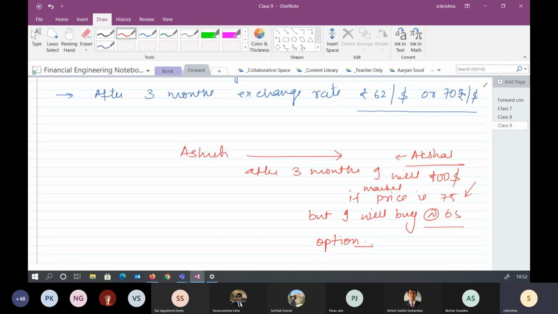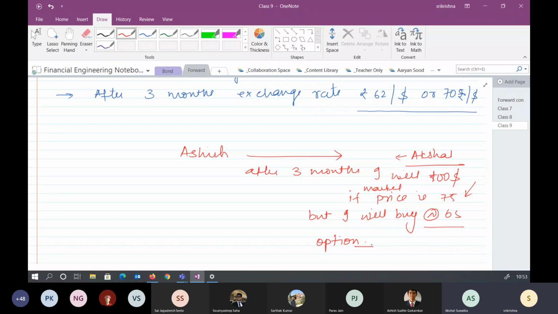So the difference between the forward and the option is that we enter into a contract where, if we want to buy, we will buy, and if we don't want to buy, we will not buy. So the first difference between forward and option is that an option can be exercised but need not be. A forward has to be exercised. Are you getting this concept?